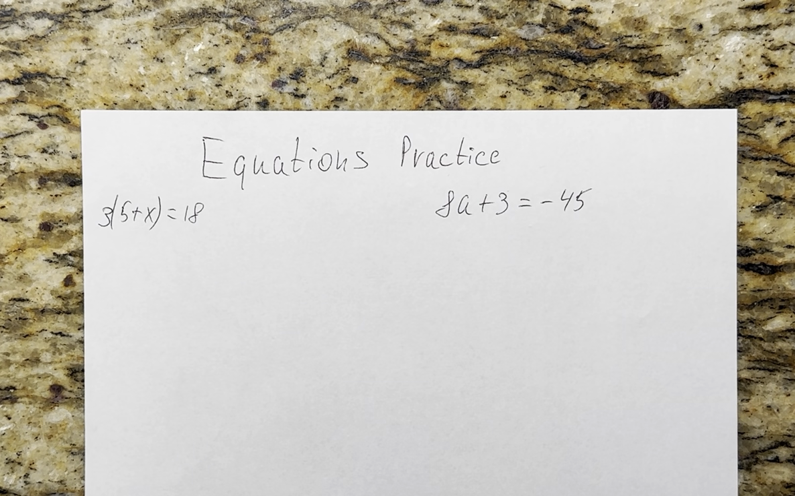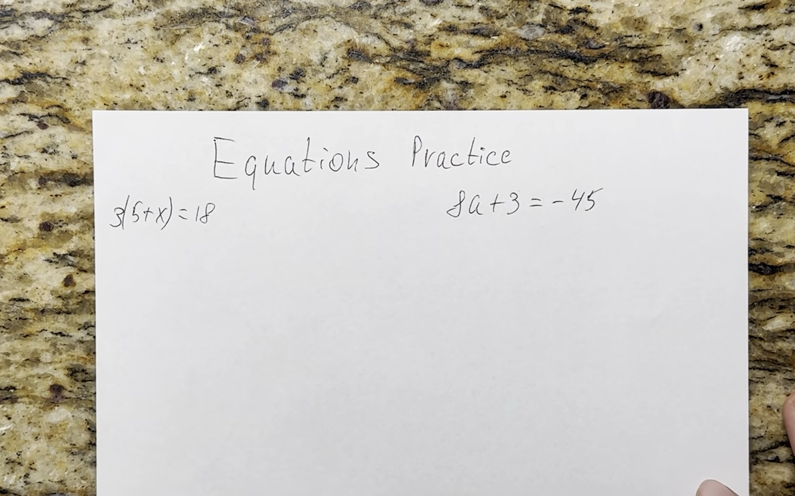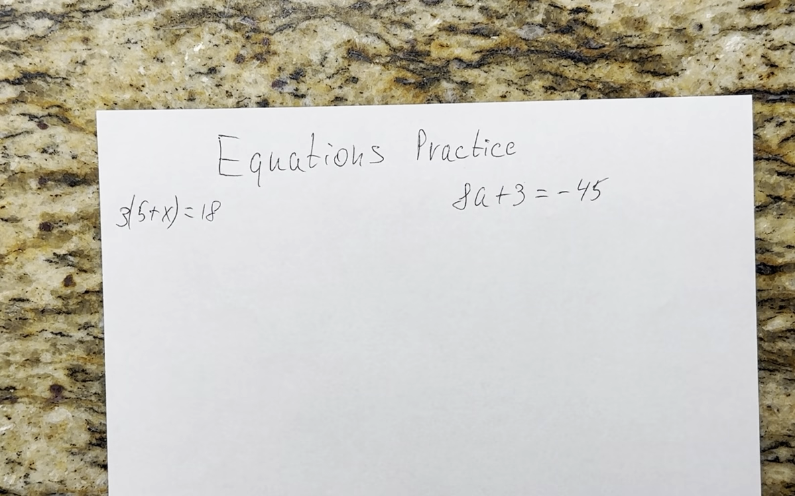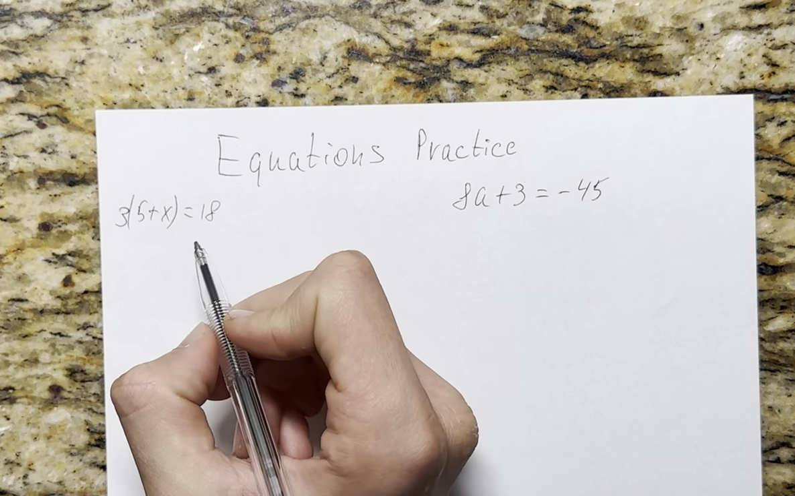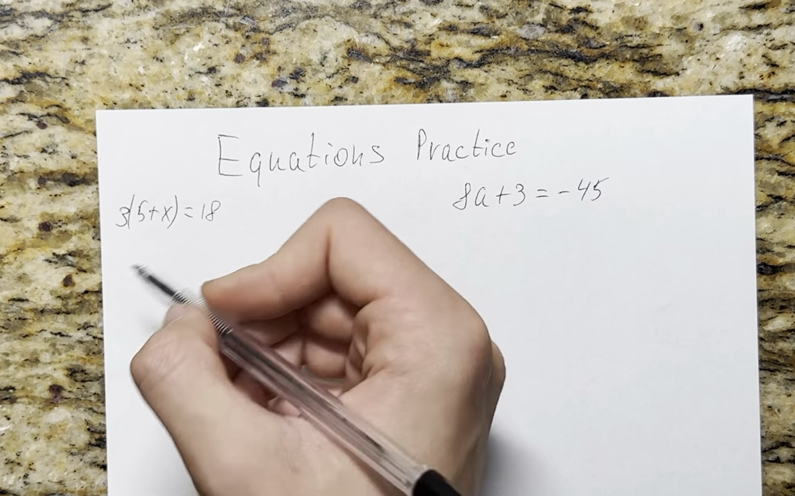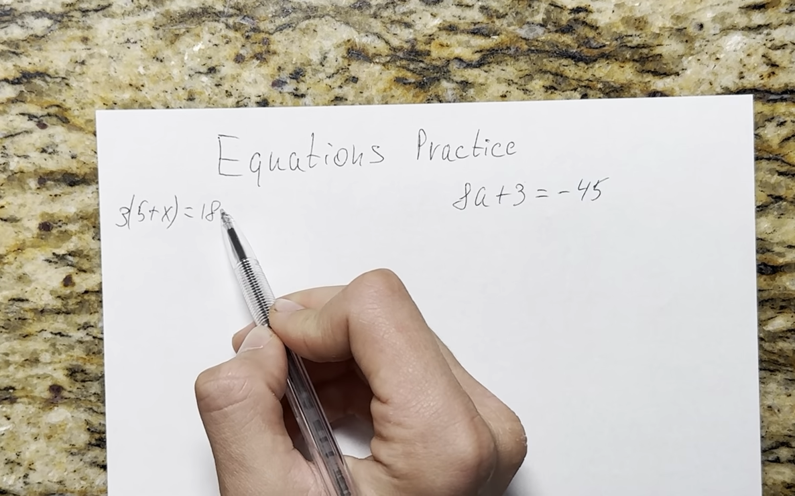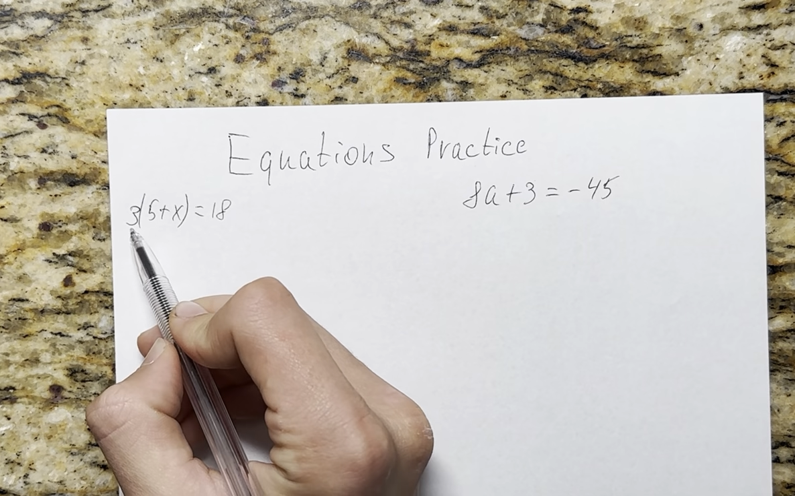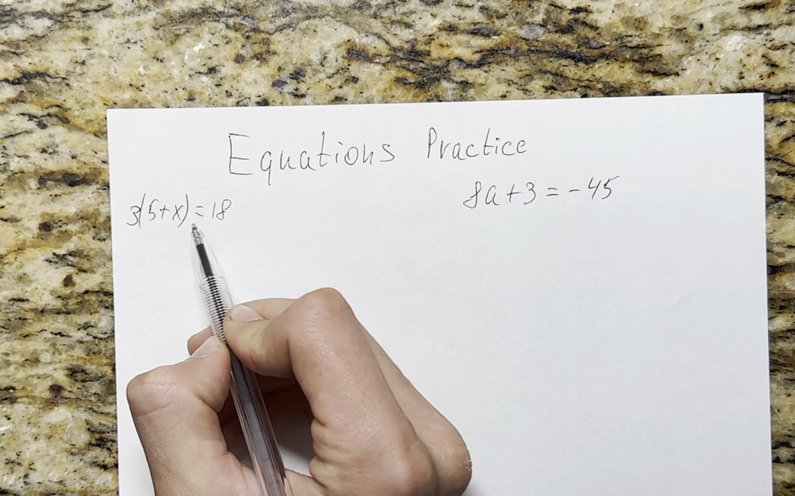Alright, here's the first one. To find x here, we have to leave the x by itself on this side of the equal sign and move everything else to the other side of the equal sign. So, what I got here? 3 times 5 plus x equals 18.